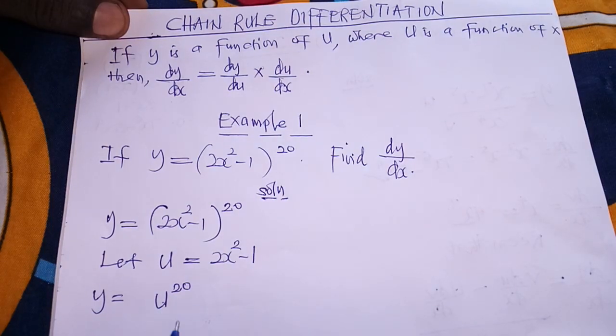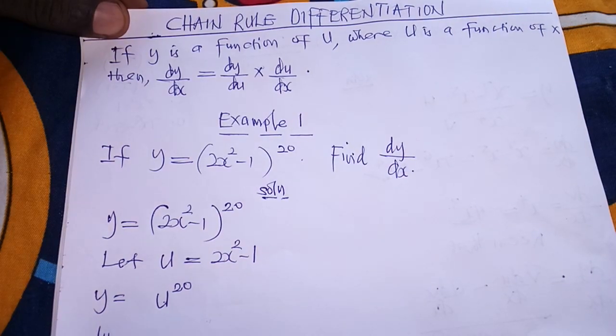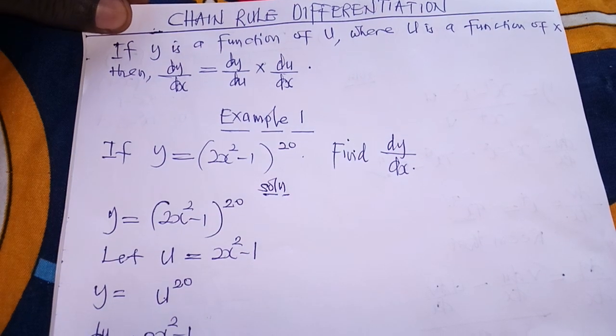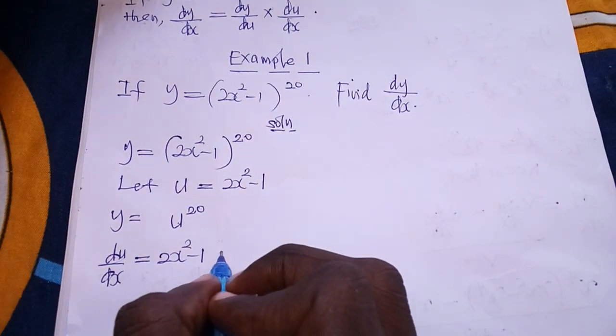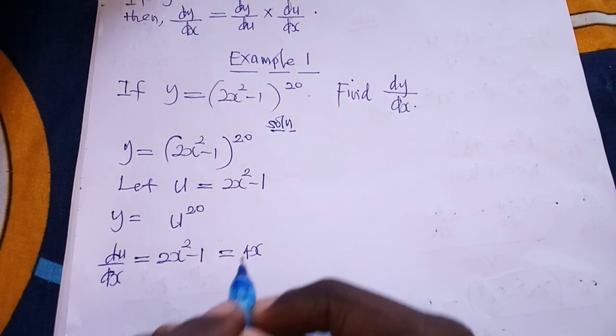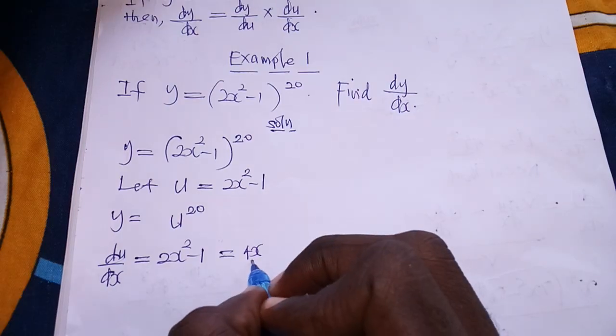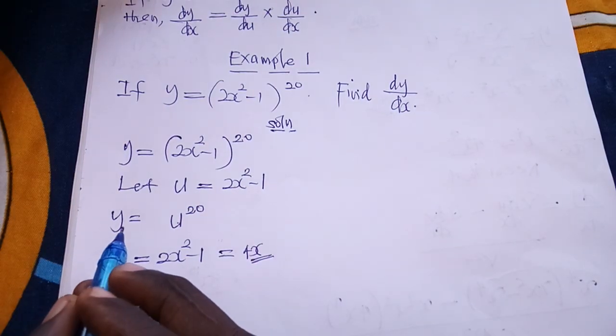Now let's differentiate u. Differentiating u, we say du upon dx. That is how we are going to do it. We differentiate u with respect to x. We say du upon dx. Then this one, since it is x square minus 1, differentiating this becomes 4x.